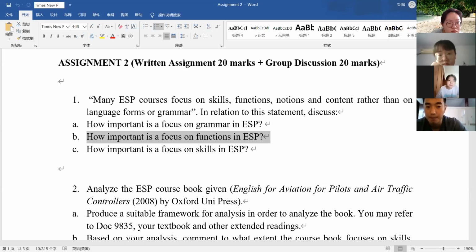Such a communication function is embedded in the whole ESP course. It's also very useful for our professional skills, and it fits our needs in the job workplace. So I think that's what we think about function.